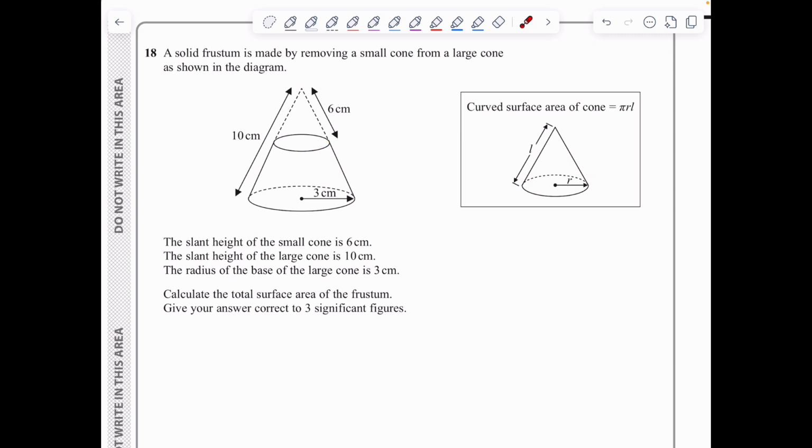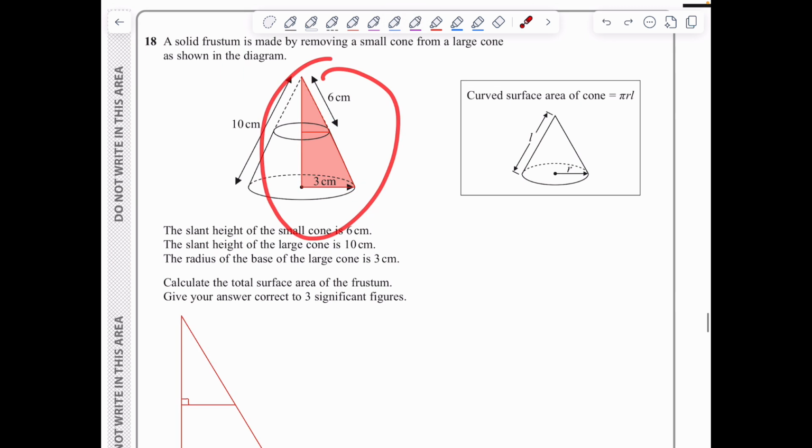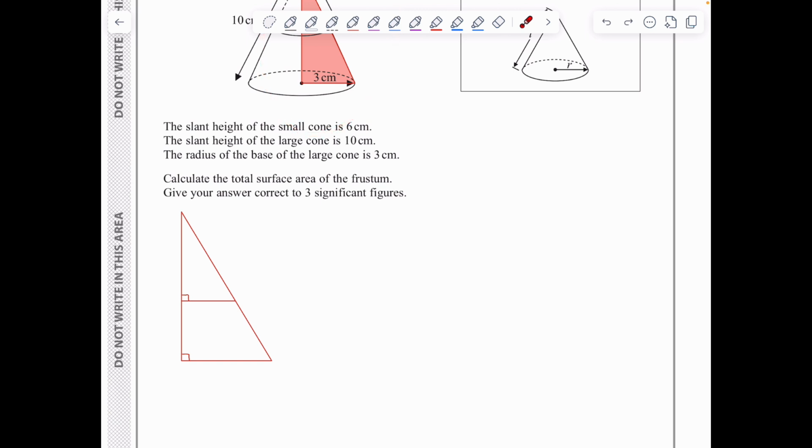So I will start by shading the section here. So this triangle here and the big triangle are similar. Let me extract this situation to see exactly how to calculate the radius of the small cone. So we've got that the radius of the large cone is 3 centimeters, the slant height of the big cone is 10 centimeters, and the slant height of the small cone is 6 centimeters.